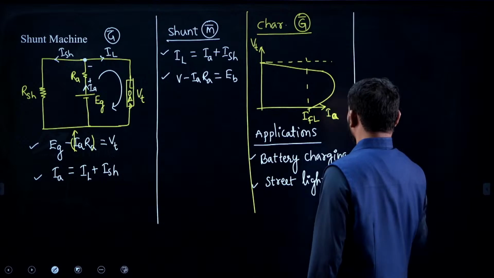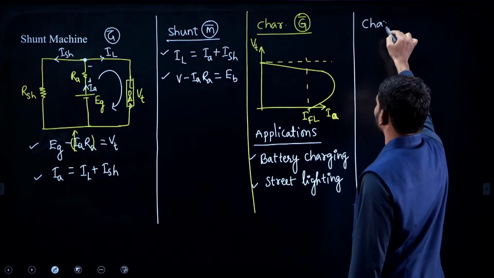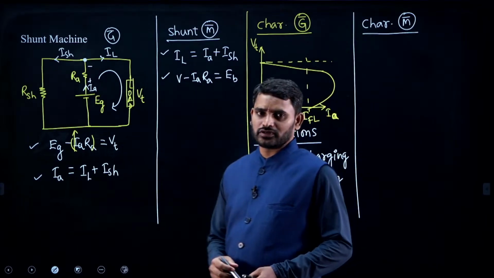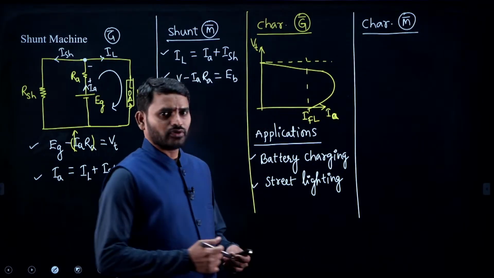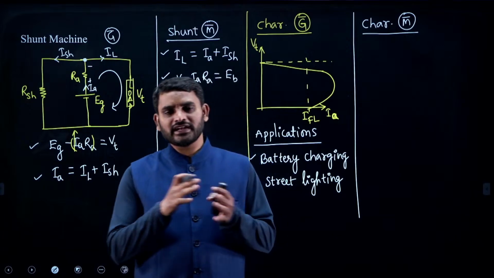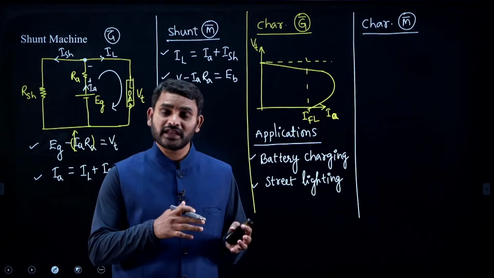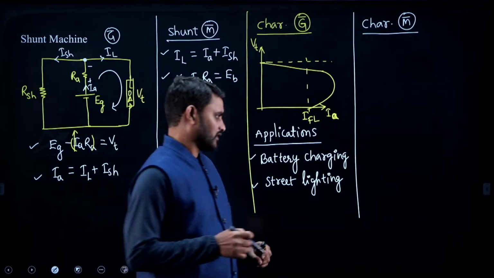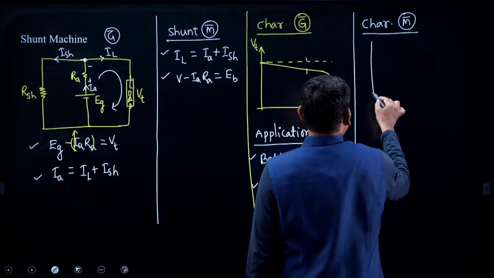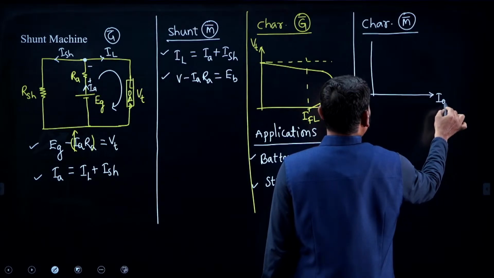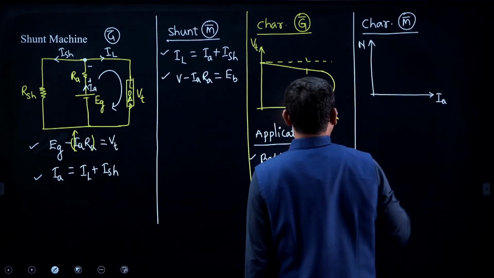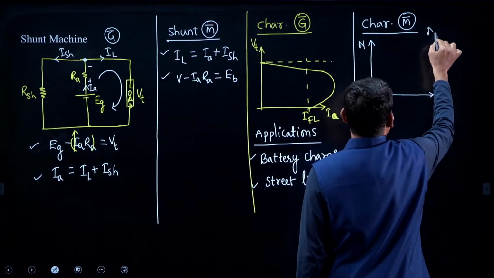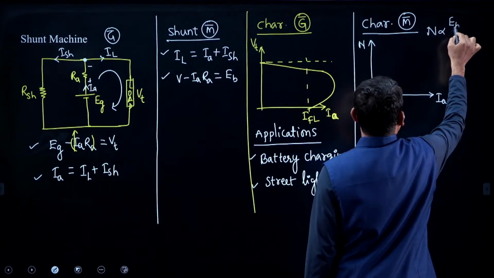Similarly, you can take up characteristics of the shunt motor. You can take up the characteristics between speed and current, torque and current, speed and torque also. There are three characteristics. Speed and current, and speed and torque are almost the same. So let me show you here: speed versus armature current. We know the equation: N is proportional to back EMF and inversely proportional to flux.